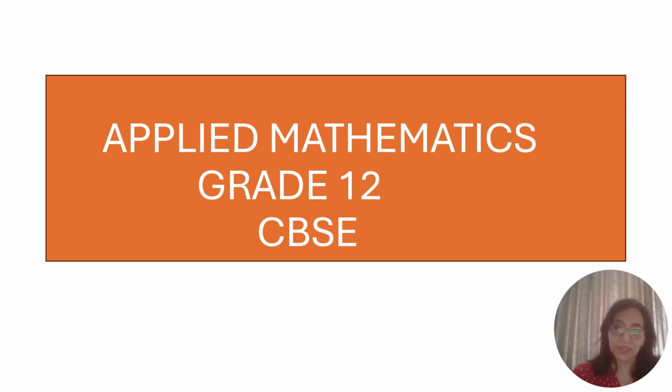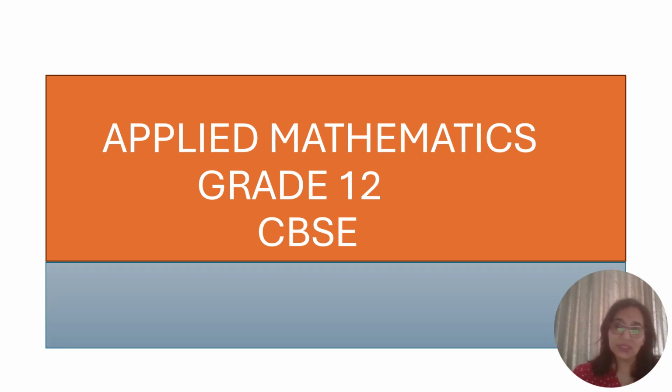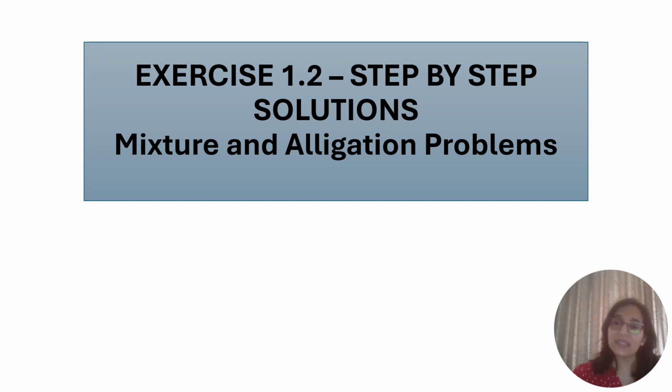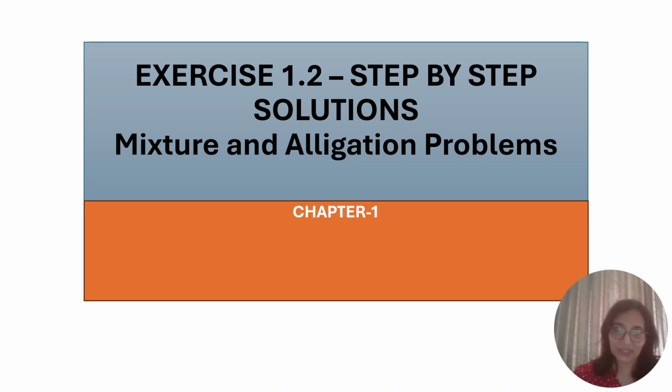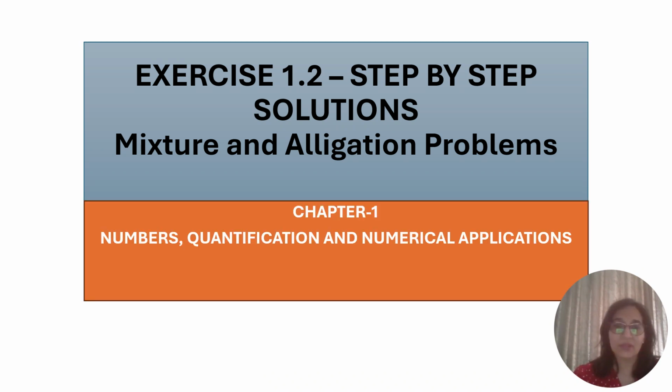Hi everyone. Today the video is from the Applied Mathematics Grade 12 CBSE, and the entire chapter, that is chapter number 1, is being explained with step-by-step solutions. Now this is exercise 1.2. For more details on exercise 1.1, the video is already uploaded. So let's understand the problems related to mixture and alligation. Now, chapter number 1 is about numbers, quantification, and numerical applications.